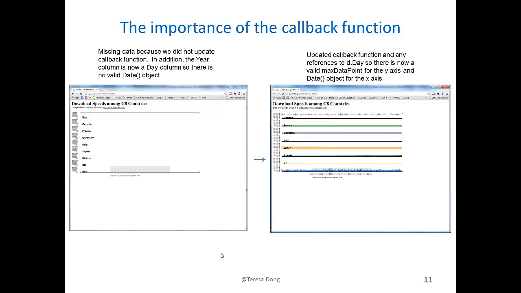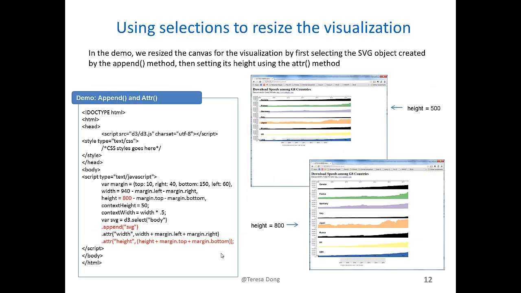In addition, we also replaced any references to the year with the day. As you can see, there is now a valid x-axis and y-axis due to the callback method calculating the maximum data point for the y-axis and creating the date object for the x-axis correctly. The next slide illustrates the D3 concepts of selections.